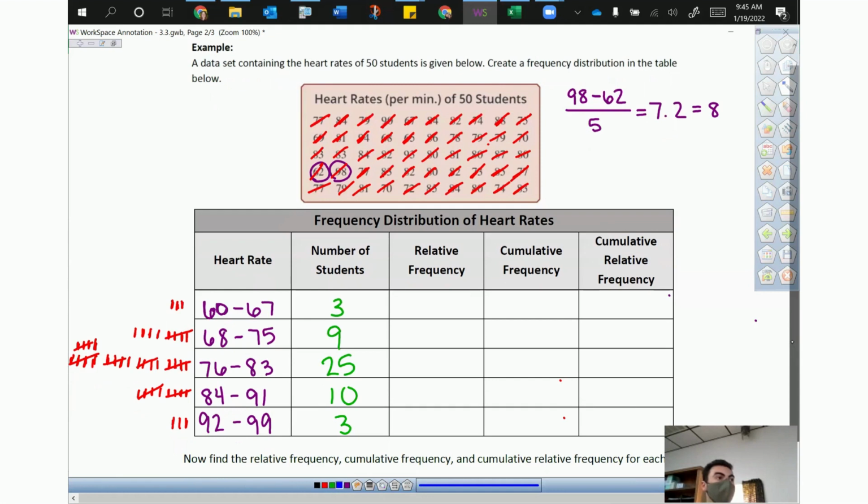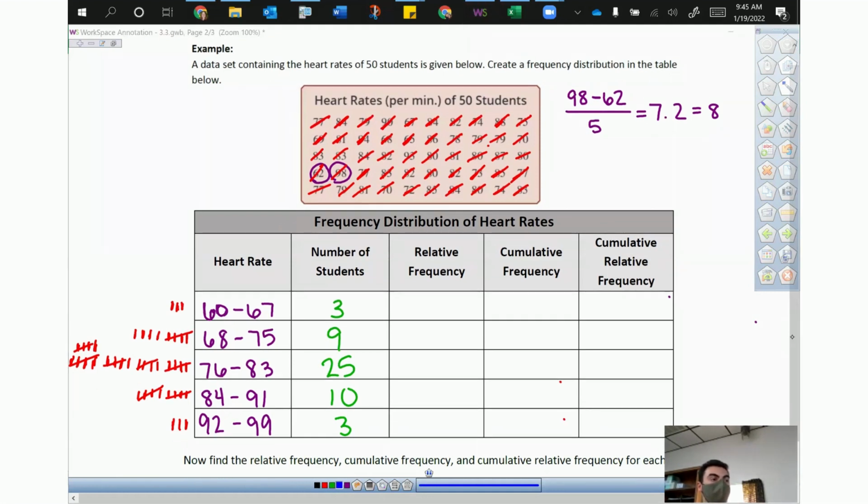Now, the next piece of information says, now find the relative frequency, cumulative frequency, and cumulative relative frequency for each class. Now, we talked about the relative frequency last class, so this shouldn't be anything new. What you're going to do is you're going to take, for each column, this number and divide it by how many total that you have, and then turn it into a percentage. Now, be aware, you could sit here and add all these together, but they also told us already that there were 50 students, 50 heart rates that we're dealing with. So all you need to do is take this number and divide it by 50.